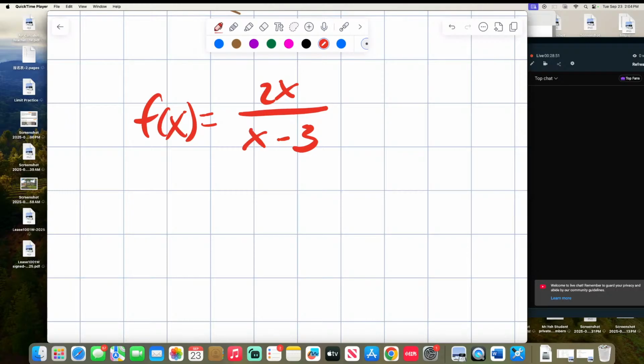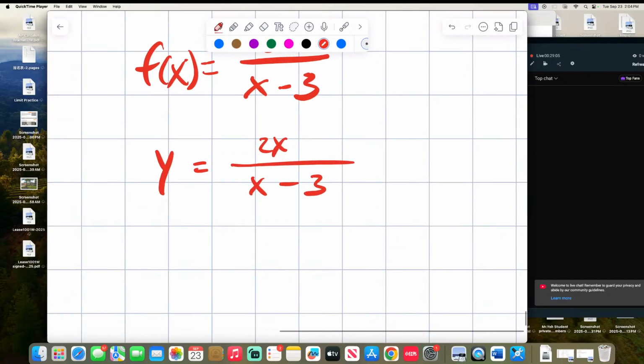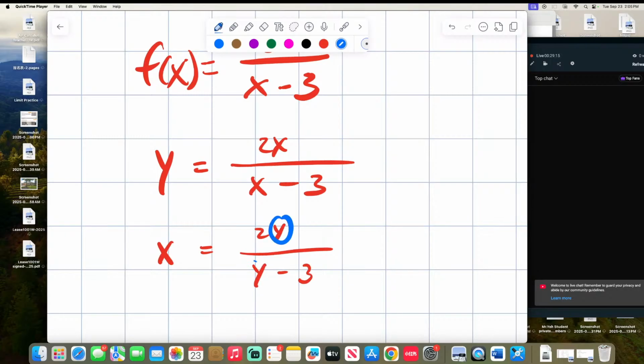All right, can you go do the problem? How many of you got it done? Okay, let's see. All right, so we change that to Y. And we switch all the X and Y, so Y becomes X, and this becomes Y, right? And there is a Y here, and there's a Y here. It looks like a problem from your last test.